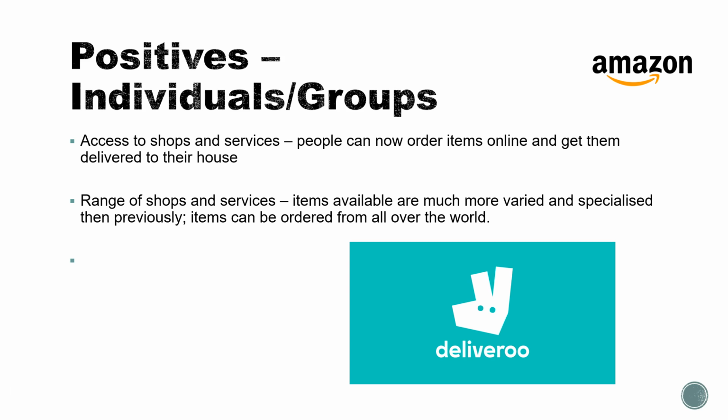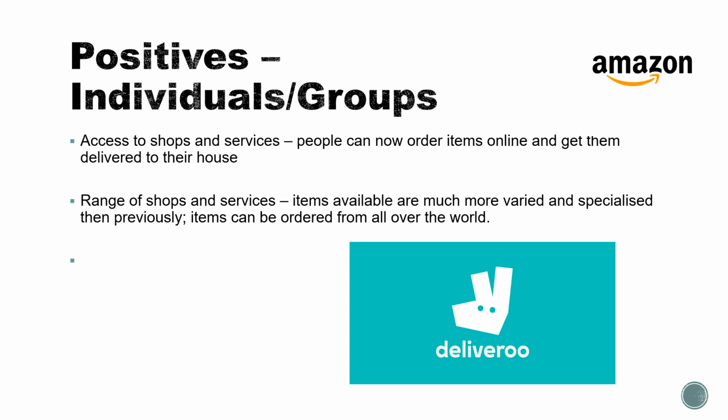They can order stuff online and get it delivered to the house. One of the other big advantages of IT is that the range of stuff, I say stuff, shops, services, items, whatever it might be, is just so much more varied right now, and specialized than what you've had previously. So for example, you can order very specific things from all over the world and get it delivered to your house, whatever that might be.